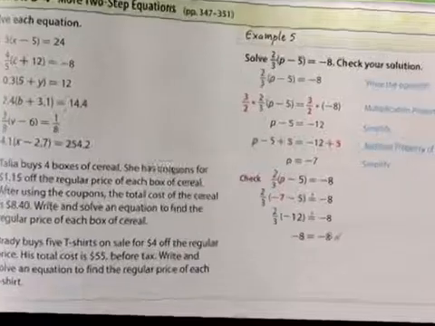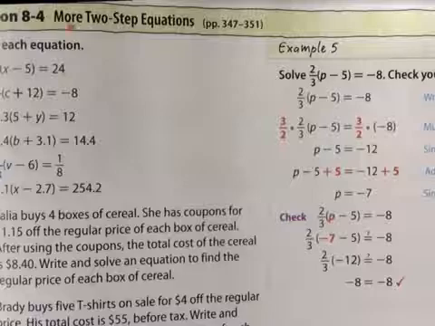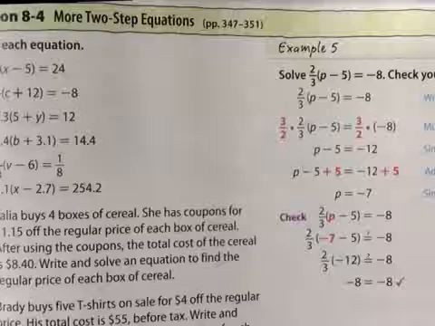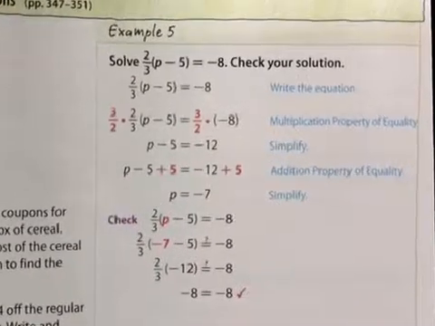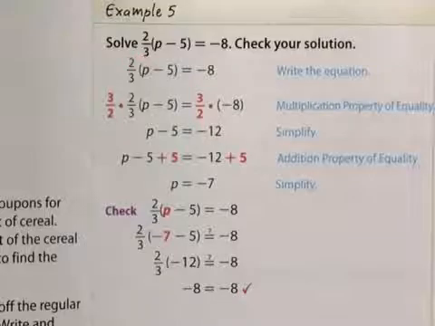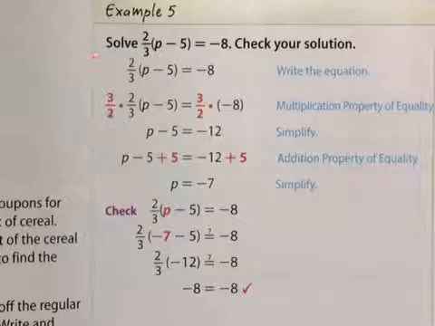For lesson 8-4, we're going to continue looking at two-step equations. You can reference pages 347 to 351. Now, what we're looking at essentially is not just two steps, but we're also including more rational numbers, such as fractions, decimals, negative numbers, integers, and so on. Okay? So let's look at the first one.